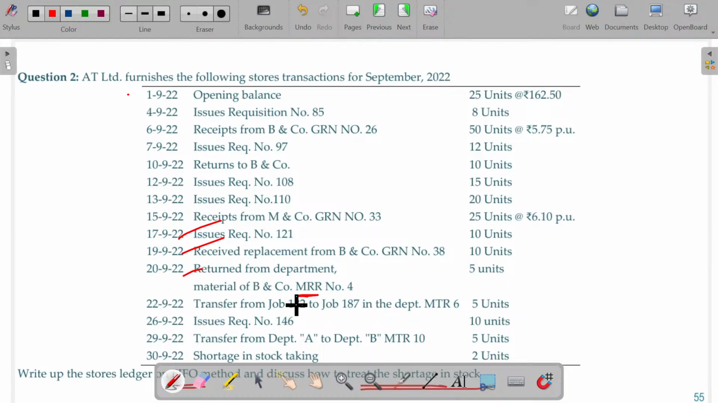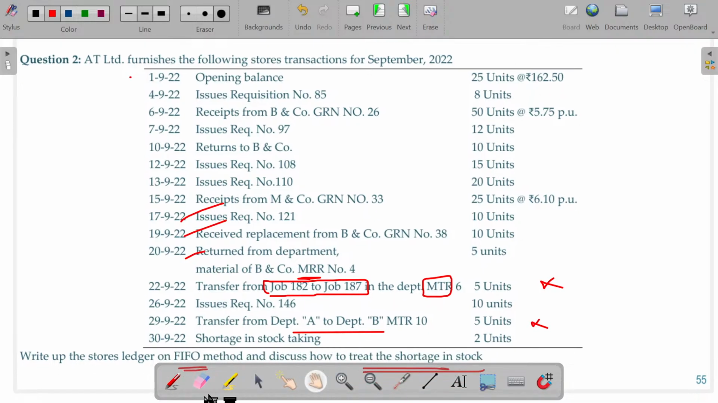Now this is nothing but return from the department, issue return. Transfer from job 182 to job 187 using material transfer receipt. This will not appear in the stores ledger. This will also not appear in the stores ledger. And this will also not appear in the stores ledger. That you have to understand.